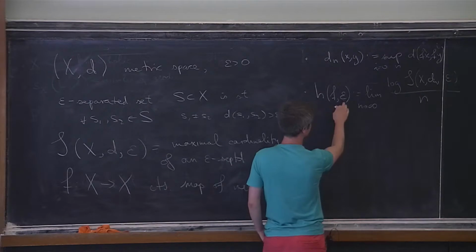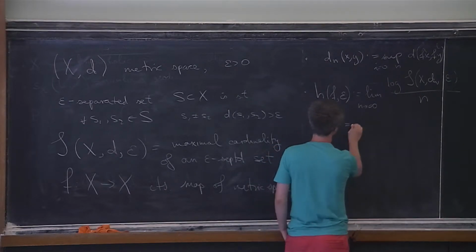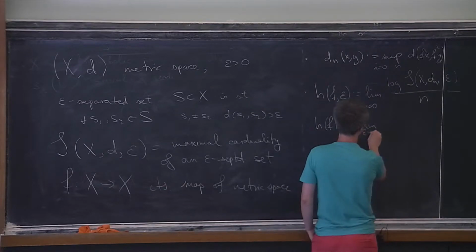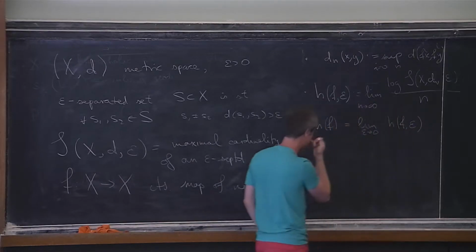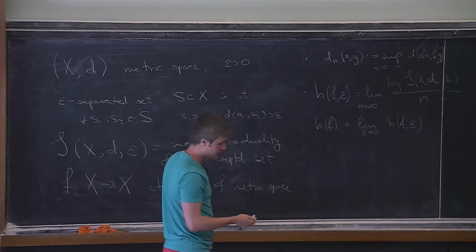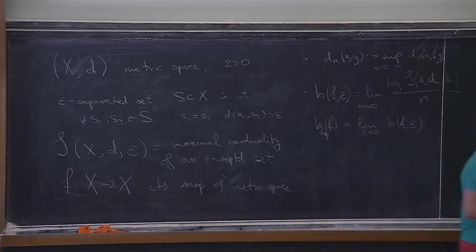Okay, so this is what the entropy is if we are using this parameter epsilon, and h(f) is defined to be the limit as epsilon goes to 0 of h(f, epsilon). So this is the entropy, a very general definition. This is the topological entropy of this continuous map.